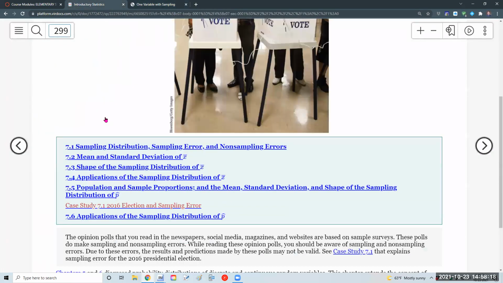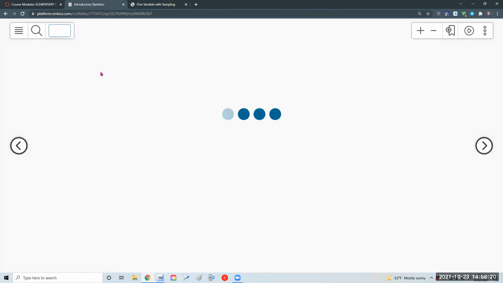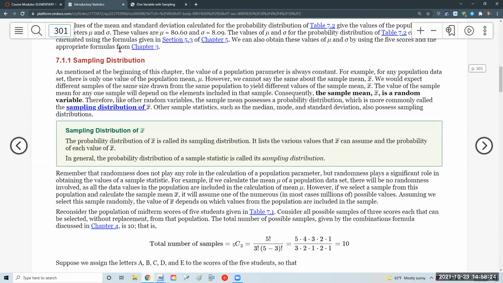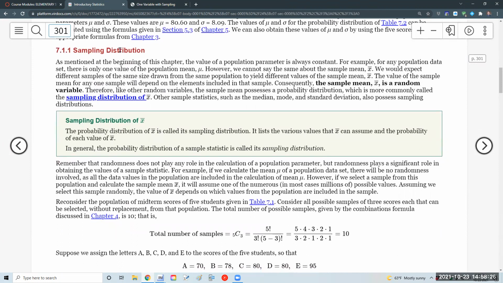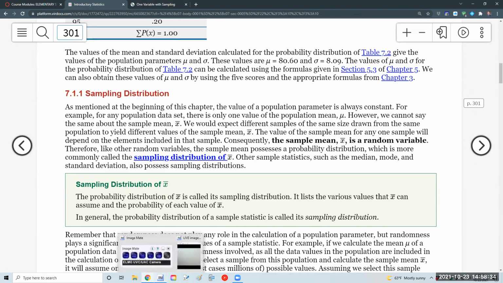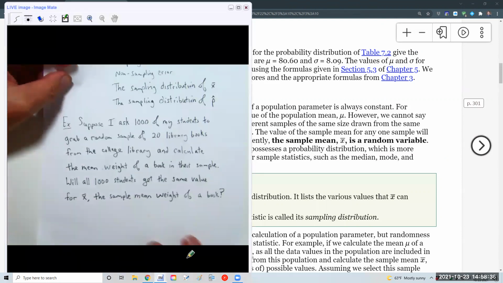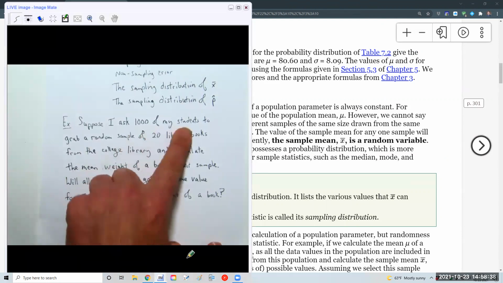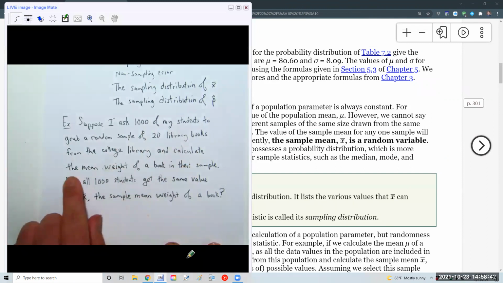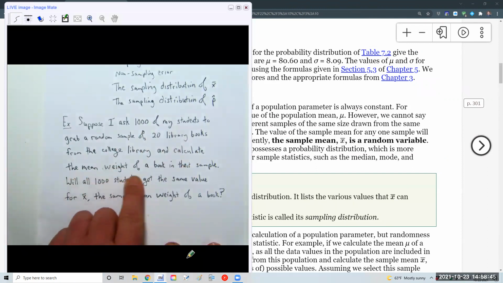Okay, so over here in 7.1, there's the concept of sampling error and non-sampling error. I want to present that briefly and give you an example. Back to my example from the library: I'm going to ask 1,000 of my students to grab a random sample of 20 library books from the college library and calculate the average weight of a book in their sample.